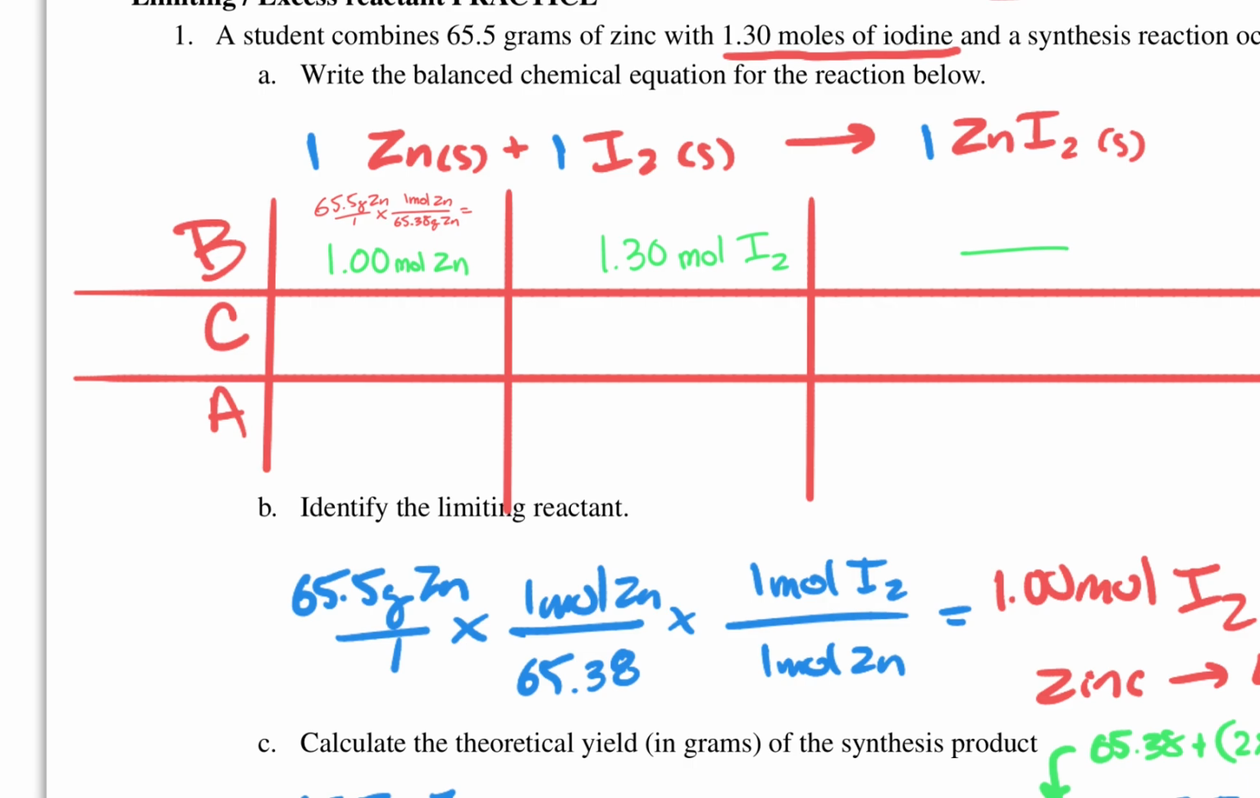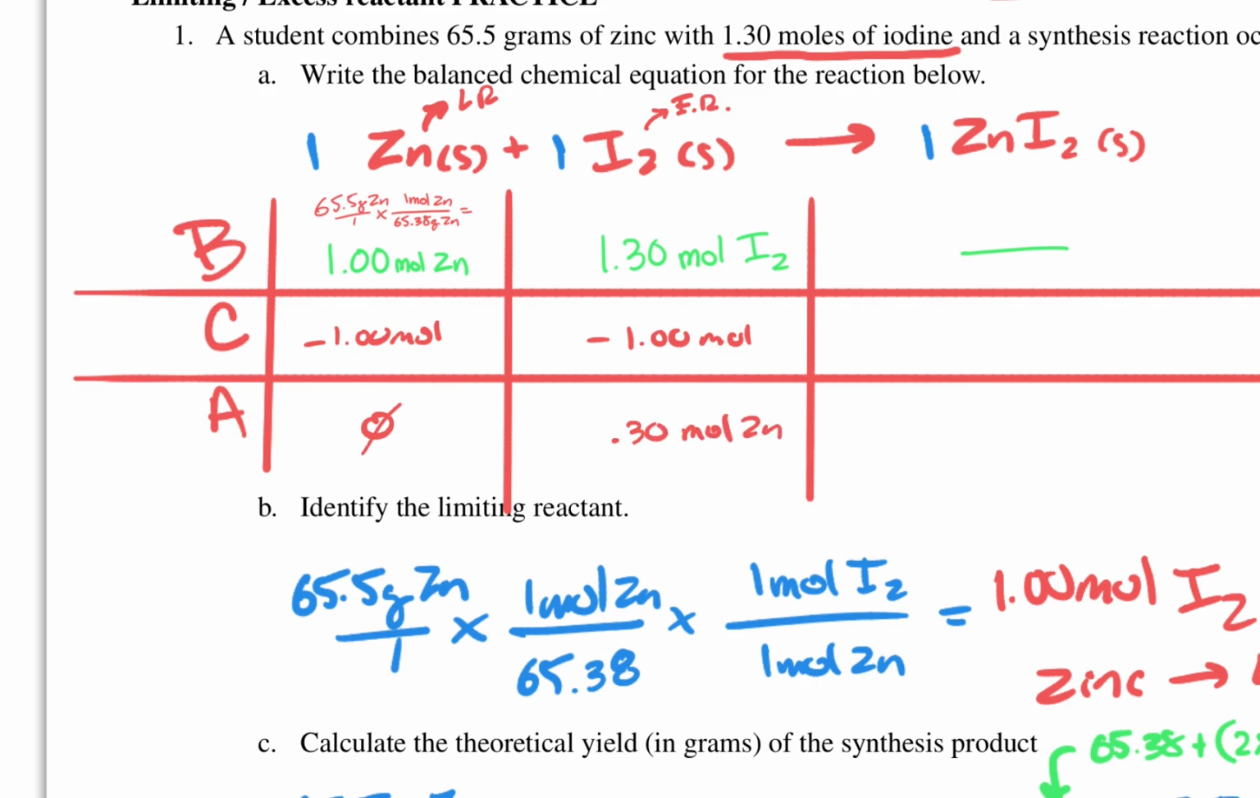Now since I know it's a 1:1 ratio, this makes it really easy to see that my zinc is going to be my limiting reactant because I need each of them in equal portions and I have more of the iodine. So I'm going to use up 1 mole of zinc in the reaction, and I'll use up 1 mole of iodine in the reaction. I'll have no zinc left over after the reaction. I'll have 0.3 moles of iodine left over after the reaction.